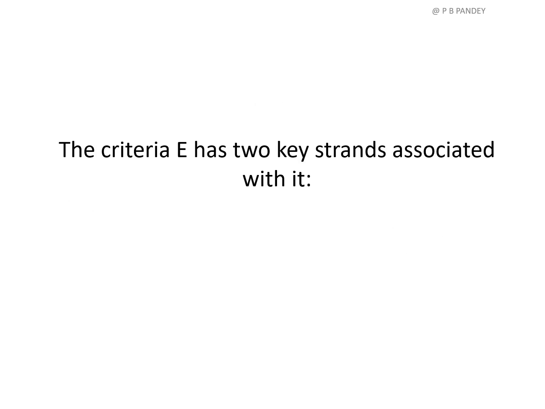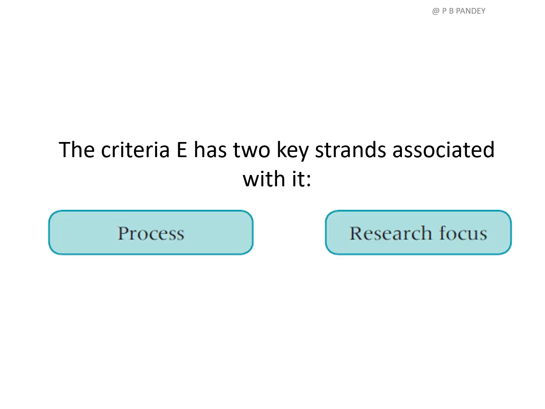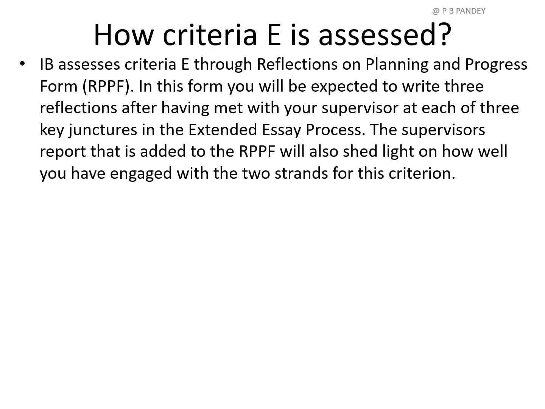Now the criteria E has basically two strands associated with it, which we are discussing: research process, research focus. Now, first, you need to understand how this criteria E is assessed. It is assessed only through reflections. You'll be expected to write 3 reflections. The supervisor report is added to the RPPF, which sheds light on how well you have engaged with the two strands of this criteria. So basically, the supervisor authenticates your work.